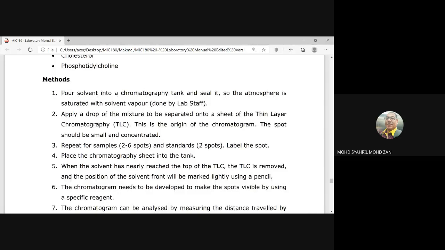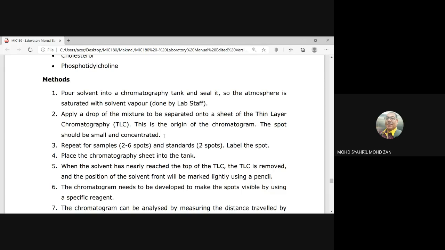And then what do we have to do? We have to apply drops of the mixture to be separated onto the sheets of thin layer chromatography, TLC. Okay, this is the origin of the chromatogram. So chromatogram adalah bahan yang kita gunakan untuk kita letakkan sampel. So dia seperti lapisan kertas ataupun glass ataupun plastik, alright. So make sure they have a coating inside there. Okay, so declare sebagai chromatogram. So the spot should be small and concentrated. Okay, kita titiskan dan titisan itu dikenali sebagai spots.